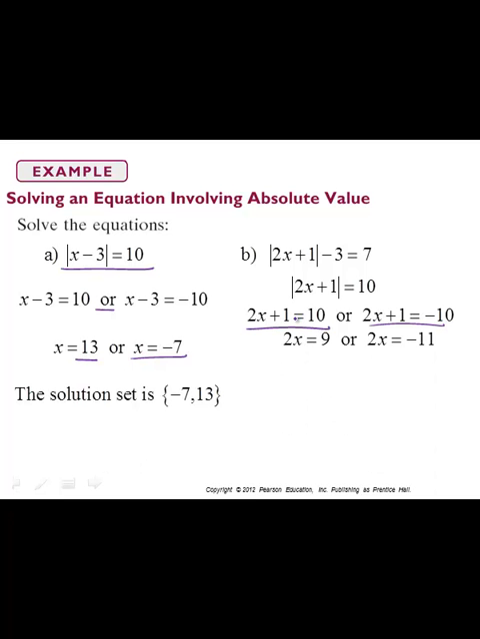For the first one, you subtract 1, and then divide by 2, so you get x equals 9/2. For the second equation, you subtract 1, divide by 2, so you get x equals -11/2. So you have these two solutions, and there's your solution set. Okay?